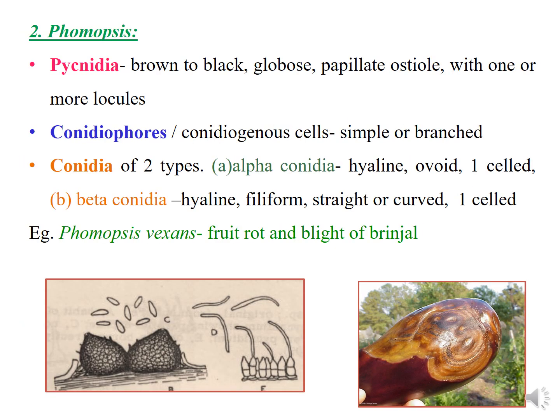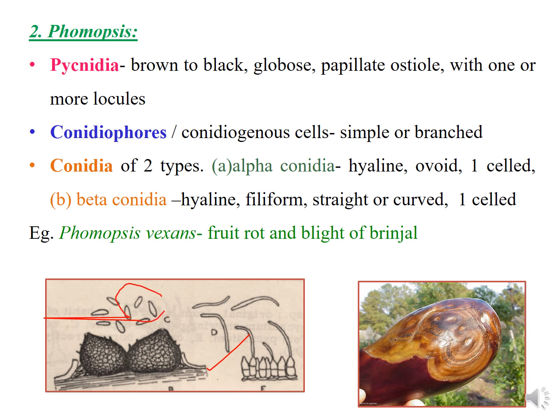Coming to Phomopsis, the Phomopsis pycnidium looks brown to black in color, globose with a papillate ostiole and one or more locules. Conidiophores or conidiogenous cells are simple or branched. Here we can see the branching of the conidiophore cells, whereas in Phoma we could not see branching, only simple conidiophores. And here conidia are of two types. In this first picture you can see alpha conidia and beta conidia. Alpha conidia are hyaline and ovoid.